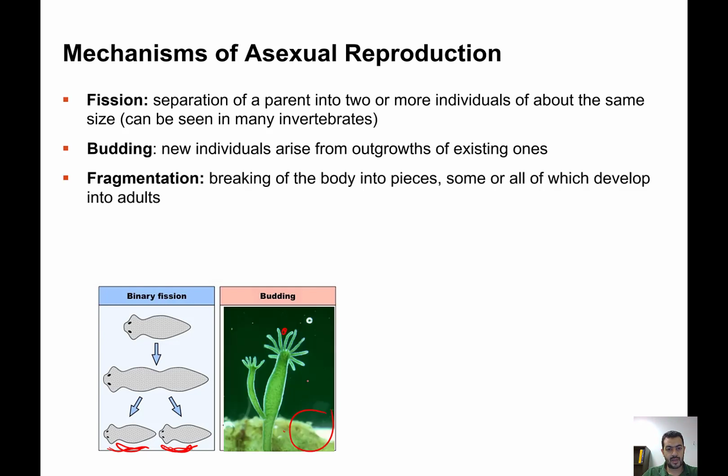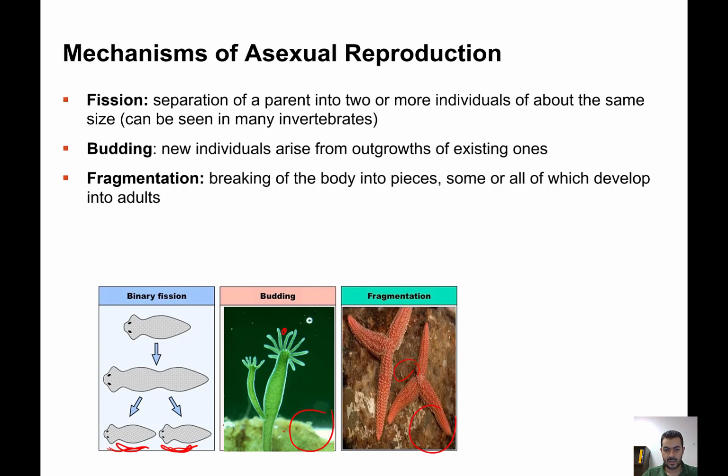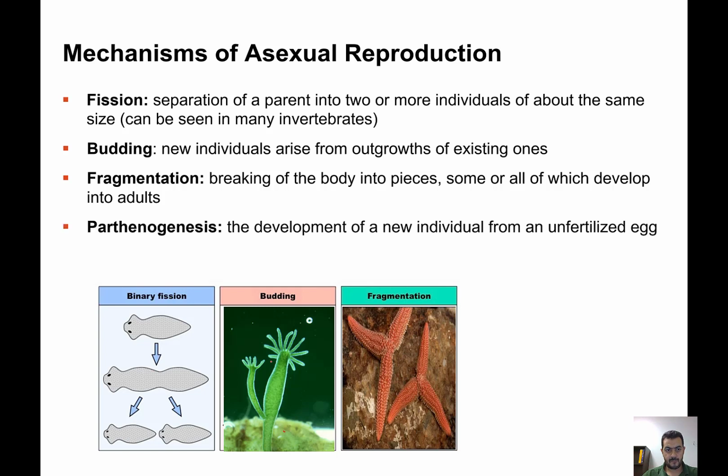So moving on, we have fragmentation. Fragmentation is the breaking of the body into pieces, and then some or all of these pieces will develop into adults. So here, for example, a starfish. This small piece that has been broken from the body will develop into an individual organism. And as you see here, an example of fragmentation in the sea star.